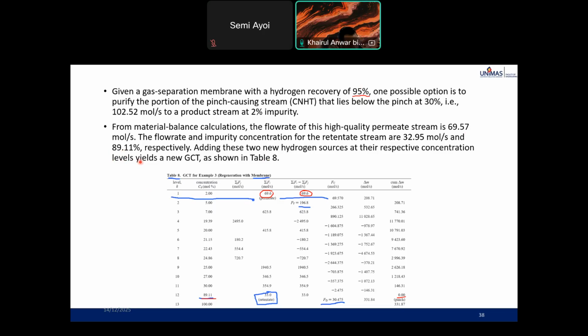This is a problem with the membrane. Although you get a very clean concentration, you will be left with a very concentrated stream.